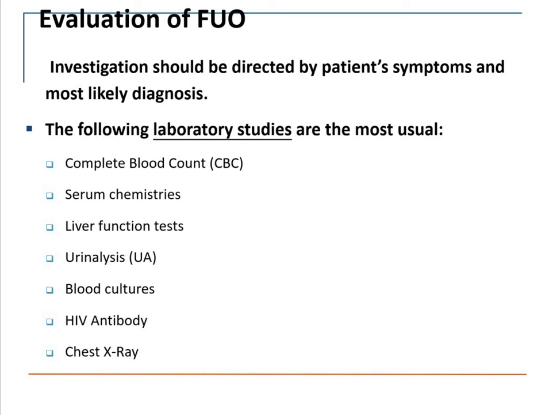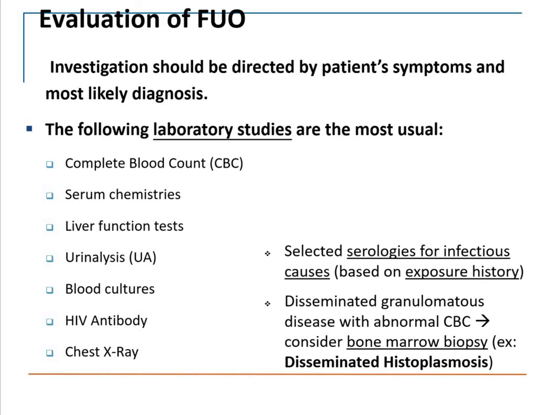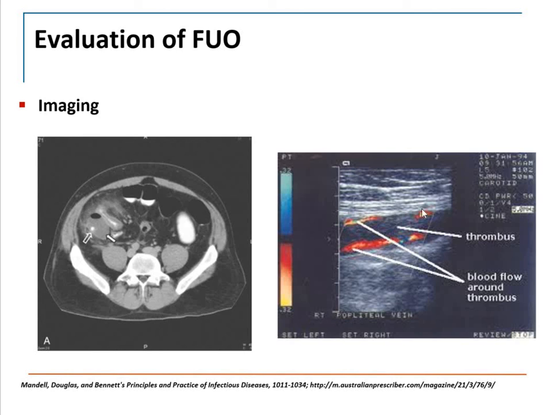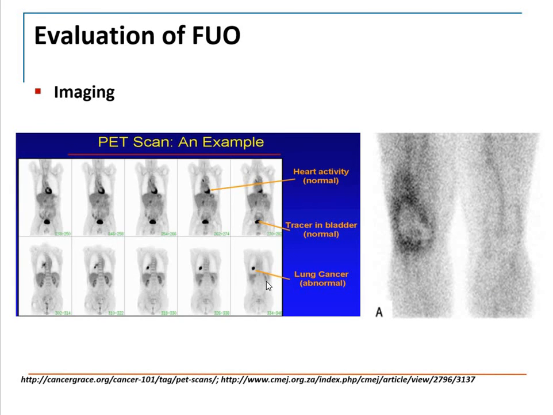The following laboratory studies are the most usual. Of course, for every patient you should prescribe some investigations, such as complete blood count, serum chemistries, liver function tests, urine analysis, blood cultures, HIV antibody, and chest X-ray. And sometimes serological investigations and even bone marrow biopsy. On this picture, on the slide, you can find a thrombus, a venous clot in a patient with deep vein thrombosis. Of course, it's a risk factor for pulmonary embolism. Patient with lung cancer.